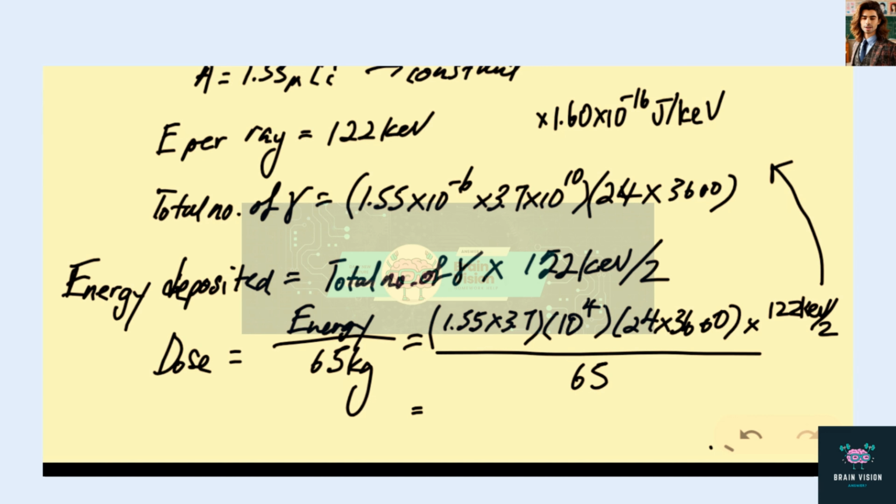Our final answer would be 7.4 times 10 to the power minus 7 grays. So this is the dose that is absorbed per day over the entire body of the person. So the dose rate is simply 7.4 times 10 to the power minus 7 grays per day.